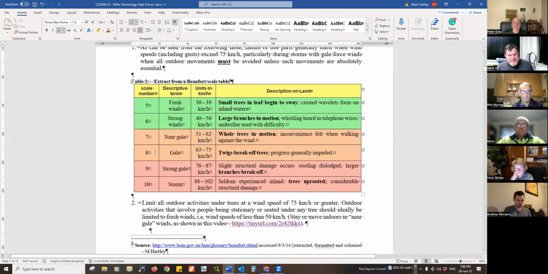And then the next thing, gale, twigs break off, and progress is generally impeded. And then 9, strong gale, and branches are breaking off, and there's nothing much we can do. How does it go from near gale to strong gale? The answer is lots of things change that. But one of the things that does change that is topography. So as our air gets compressed, it gets faster. So where you get air being pushed by buildings or pushed by terrain, you can get the winds changing fairly markedly in a fairly short period of time.